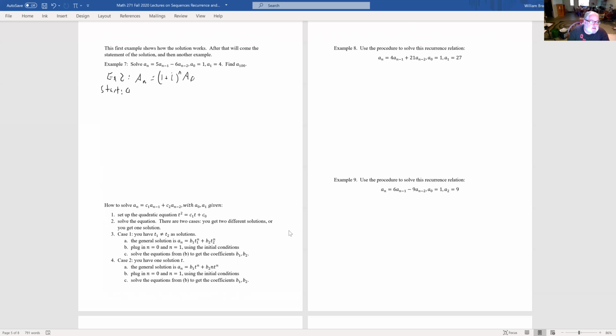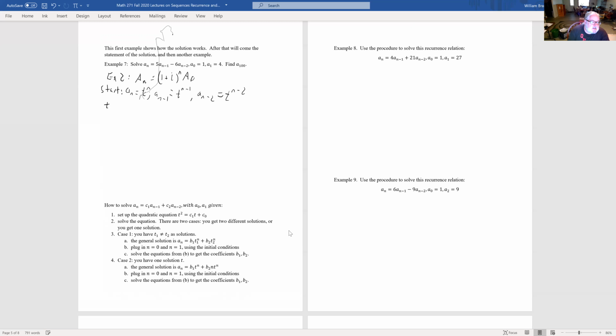I'm going to set a_n to be t raised to a power, some number which I don't know, t raised to some power n. So a_n should be a number raised to the n. How do I find that? Well, if I substitute in, a_{n-1} would be t to the n minus 1. a_{n-2} would be t to the n minus 2. So if I plug all that into my equation, what do I get?